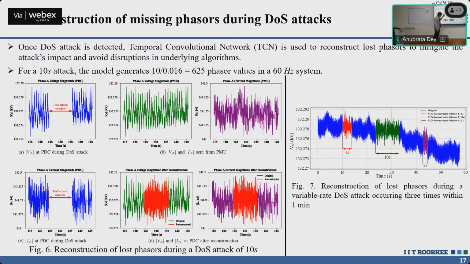I have shown how you can reconstruct it if you have voltage phasors, and how if you have current phasors. If you have, for example, multiple DOS attacks, let's say for 4 seconds, 10 seconds, 2 seconds, those also you can reconstruct using such techniques. You can generate the missing phasors at each interval for a specific period of time. So if you use such a technique, then you can reconstruct that data.